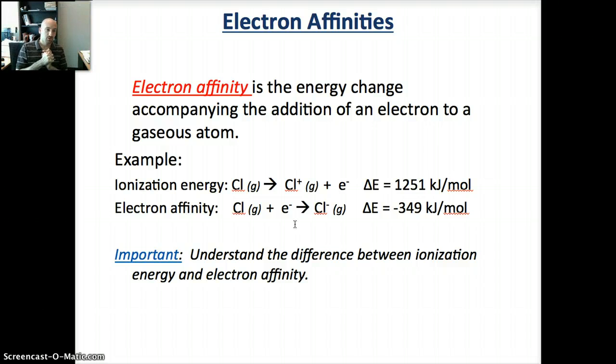All right, so the next thing we're going to talk about is electron affinity. Ionization energy measures the ease at which an atom loses an electron. The electron affinity measures the ease with which an atom gains an electron.